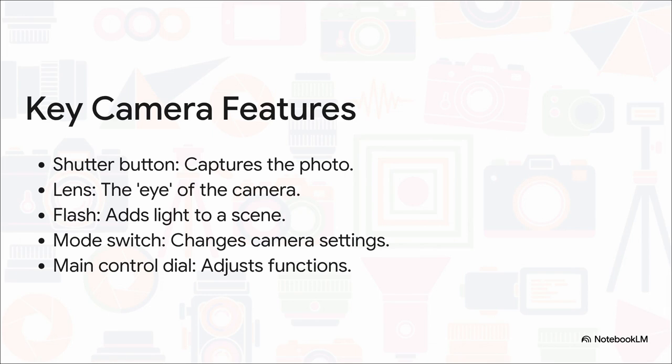You've got your shutter button to take the shot, the lens, which is like the camera's eye, a flash when you need a little extra light, and some dials to fine-tune your settings. Learning what these do is like learning a few chords on a guitar. Suddenly, you can start making your own music.